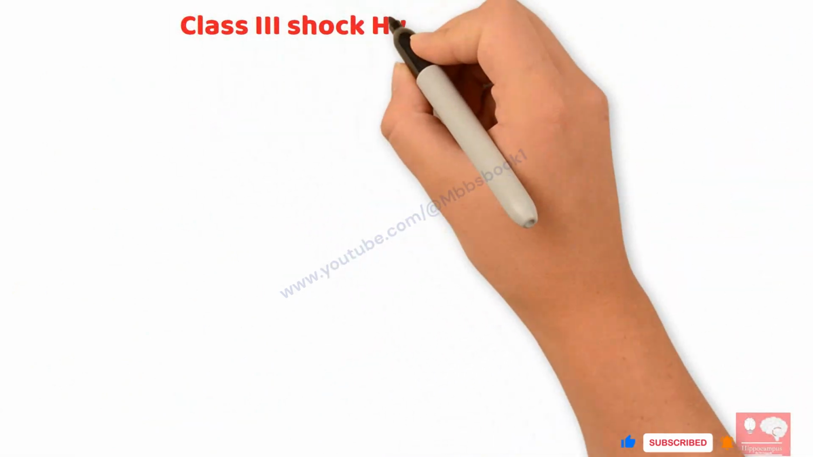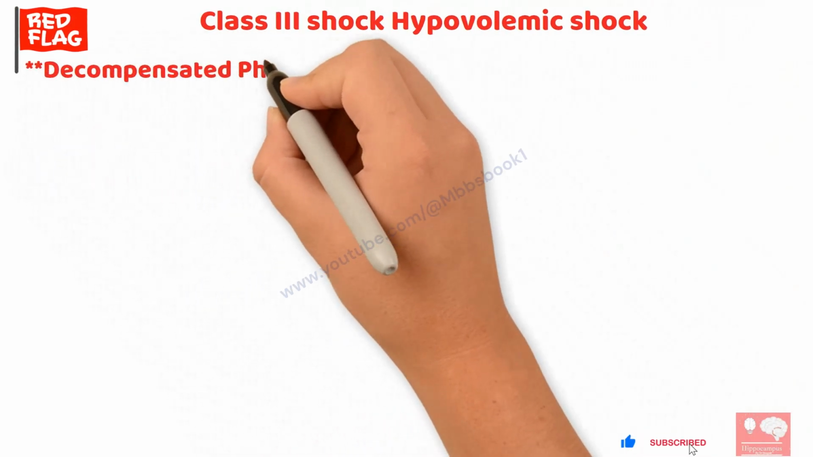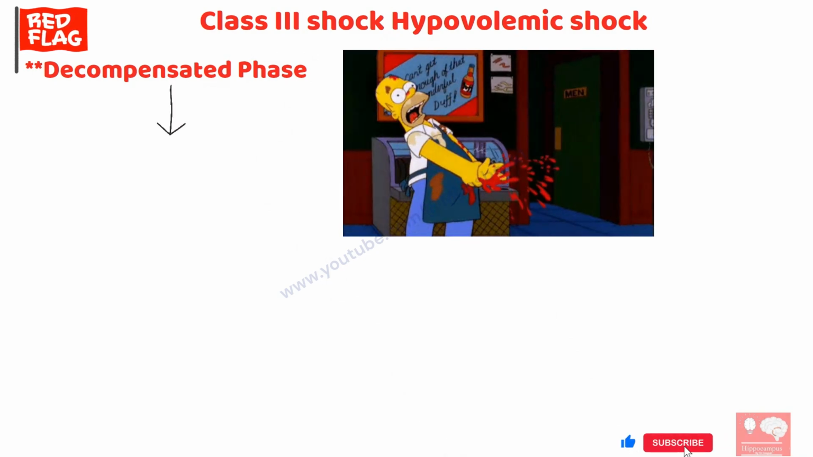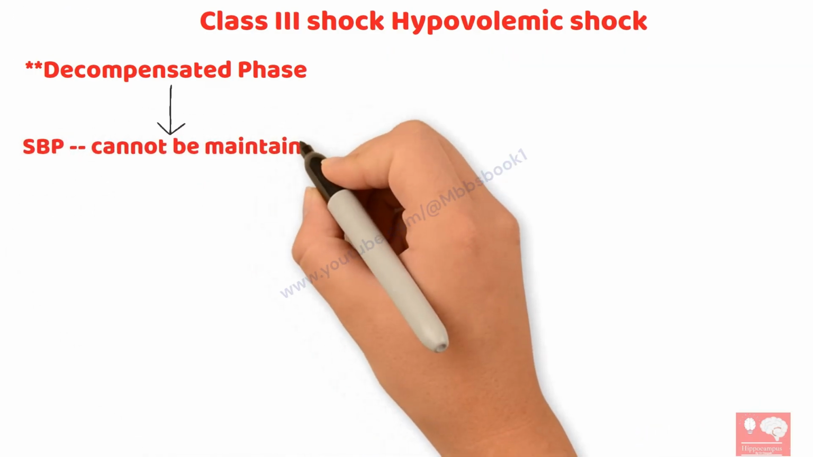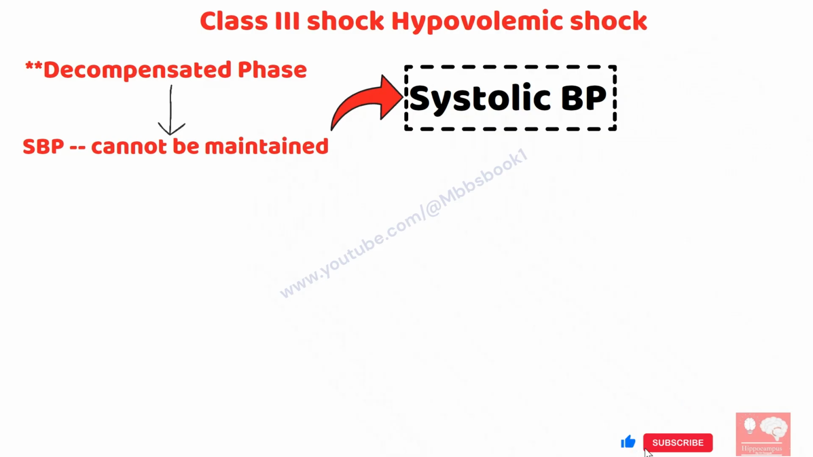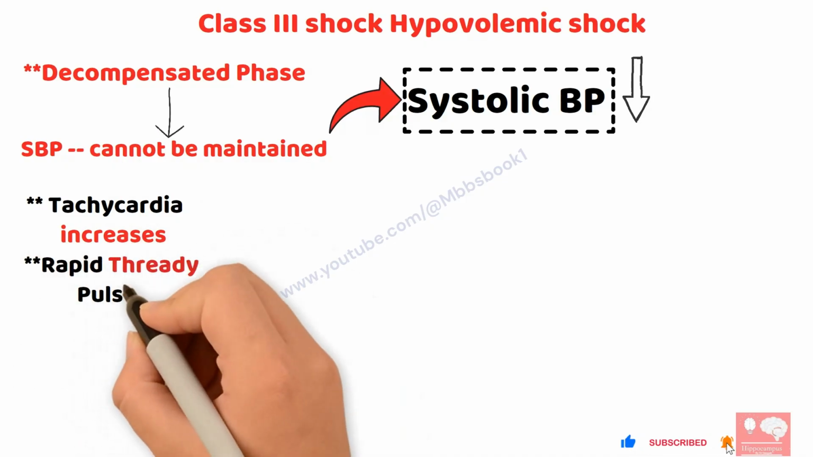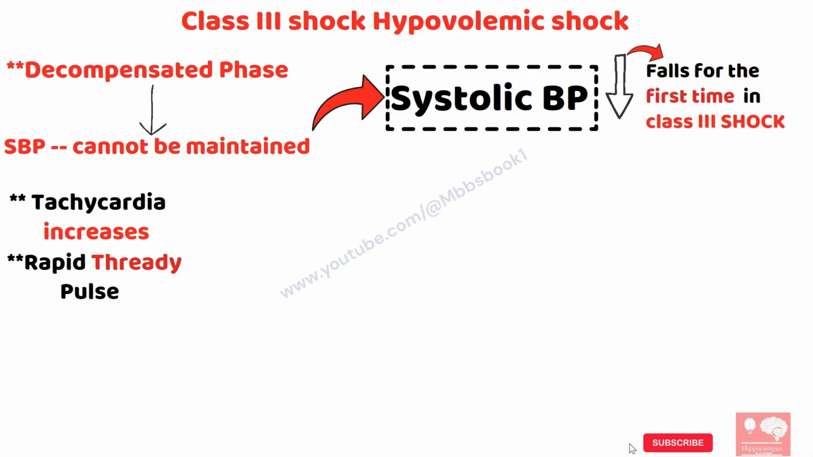Now, let's look at class 3 shock. This is the decompensated phase of hypovolemic shock. What do we mean by decompensated phase? That now the body has lost so much blood that the systolic blood pressure cannot be maintained. So systolic blood pressure will start to fall. There will be further tachycardia, you have a rapid thready pulse. Systolic blood pressure falls for the first time in class 3 shock.